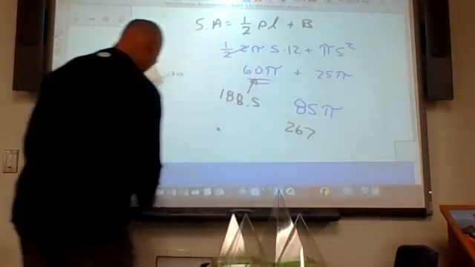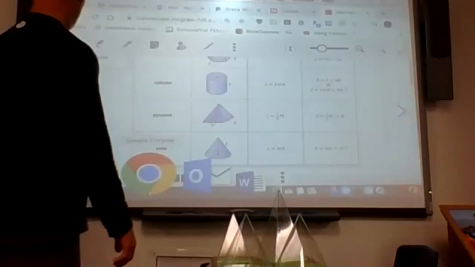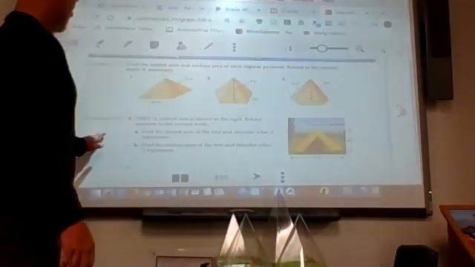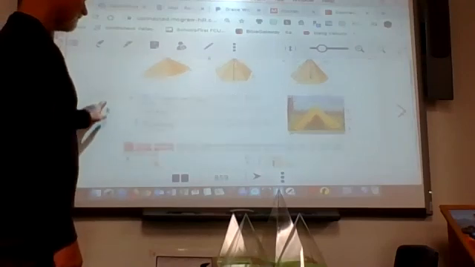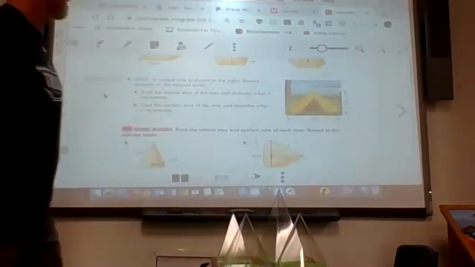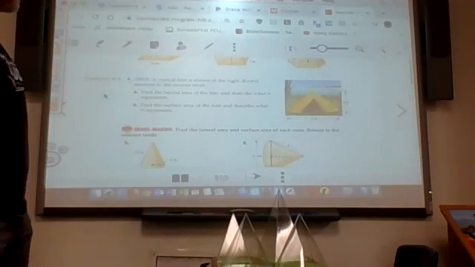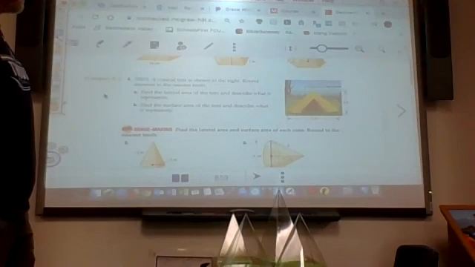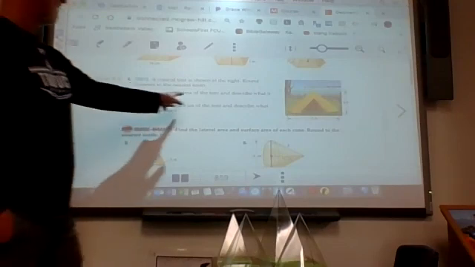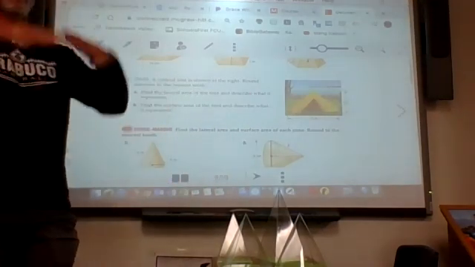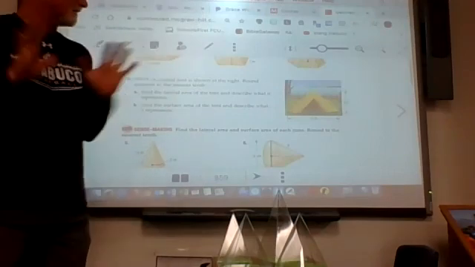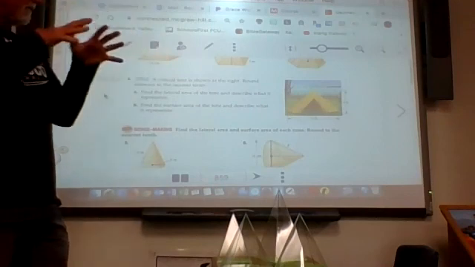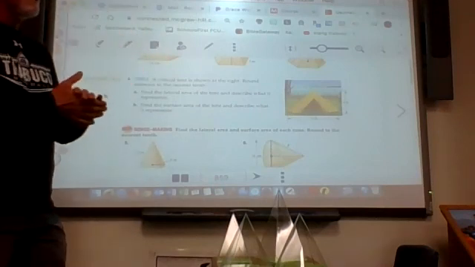There's one other thing from the book that I wanted to show you. So this number 4 here, they talk about a conical tent shown at right, round answers to the nearest tenth. I'm not going to find the answers for this, but find the lateral area of the tent, describe what it represents. Well, that's the walls of the tent. That would be what the lateral area is. So if you can think of a tent, that would be the walls, or this might be a teepee.